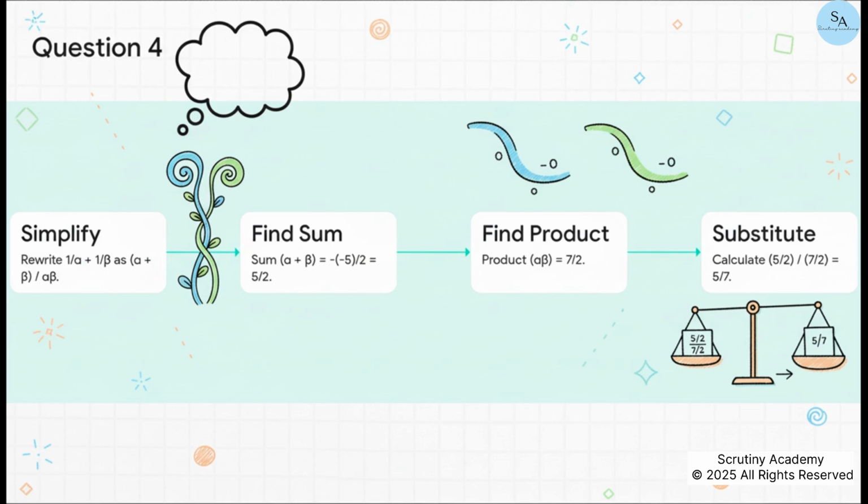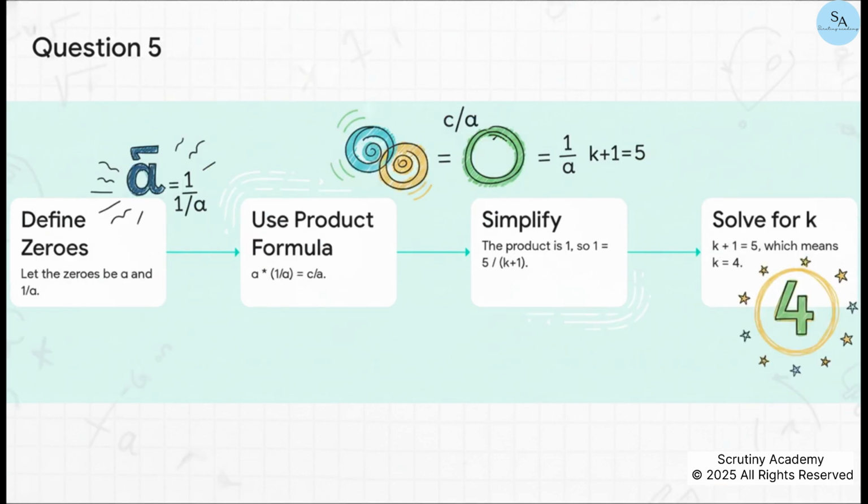The sum, negative b over a, is -5 over 2, which is 5 halves. The product, c over a, is 7 over 2. So we just divide 5 halves by 7 halves, which gives us 5 sevenths. So clever.